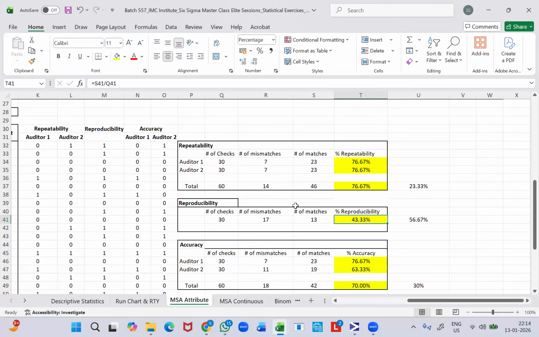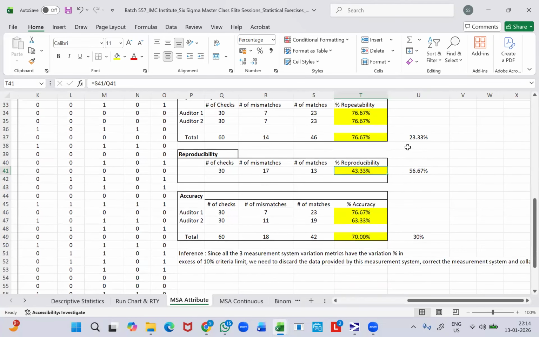Fine. So this is how we will perform this measurement system analysis exercise for a discrete data scenario and then come up with the results, right? So we will have a 15-minute break. When we come back, we'll look at how to perform the measurement system analysis for a continuous data scenario. And we will also work out an exercise under MSA continuous. So that will be after a 15-minute break.